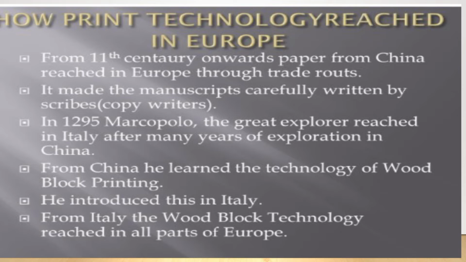So, how did print technology reach Europe? From the 11th century onwards, paper from China traveled to different parts of Europe through trade routes. We know that on the silk routes, silk was not the only item of travel; there were other items also, precious metals, stones, different spices, cotton, silk, and paper also traveled from one country to another.